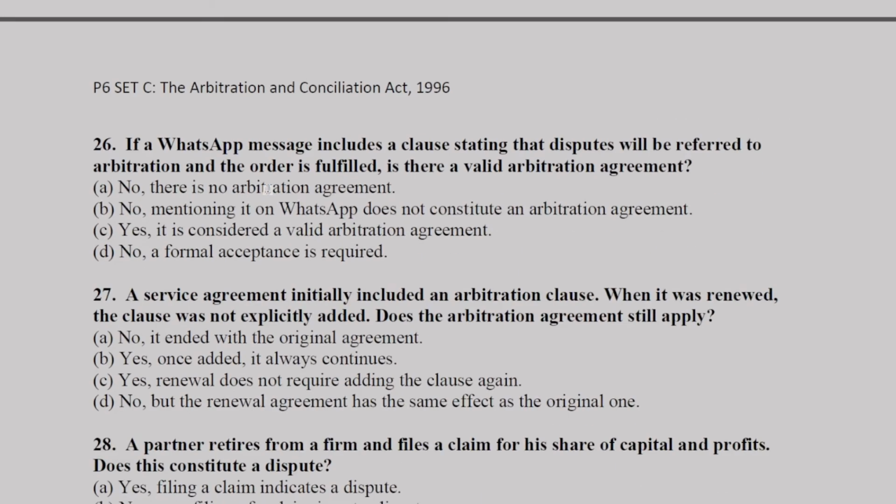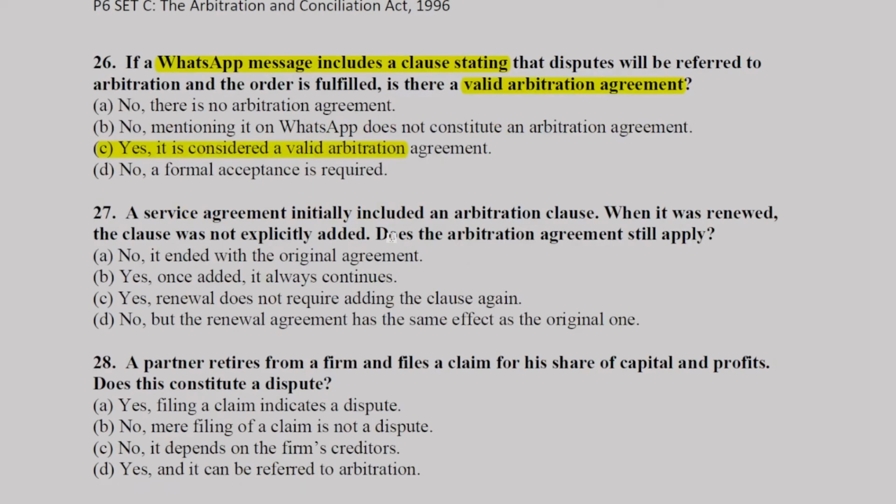If a WhatsApp message includes a clause stating that disputes will be referred to arbitration and the order is fulfilled, is there a valid arbitration agreement? No, there is no arbitration agreement. No, mentioning it on WhatsApp does not constitute an arbitration agreement. Yes, it is considered a valid arbitration agreement. No, a formal acceptance is required. So, the WhatsApp message includes a clause, so yes, it is considered a valid arbitration agreement.